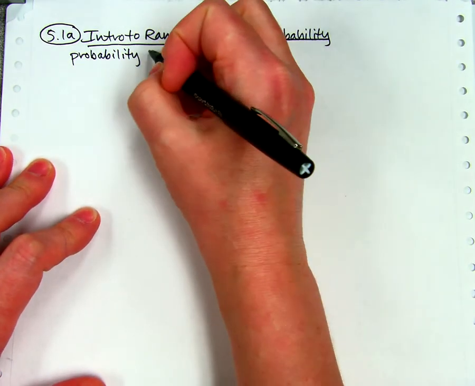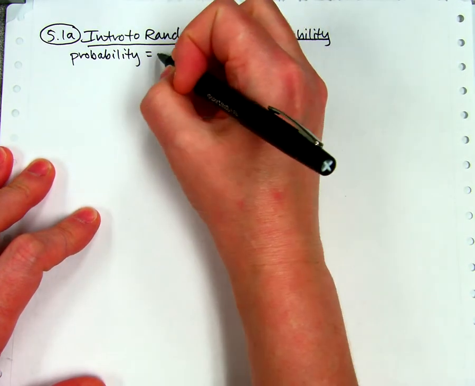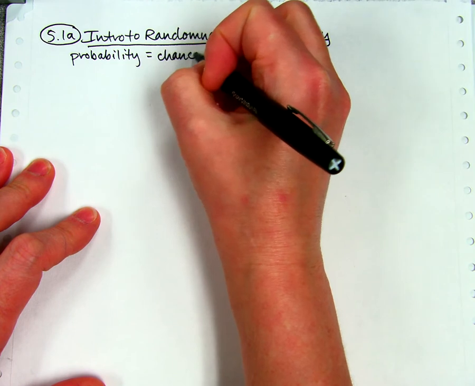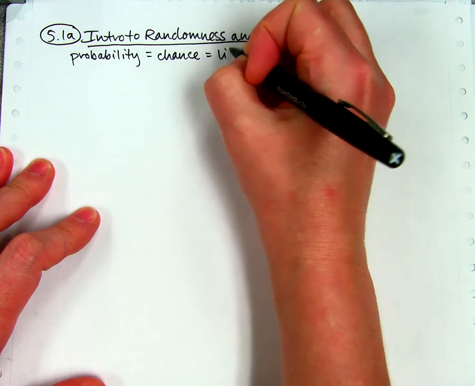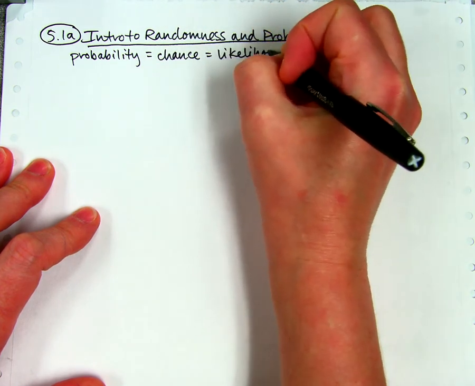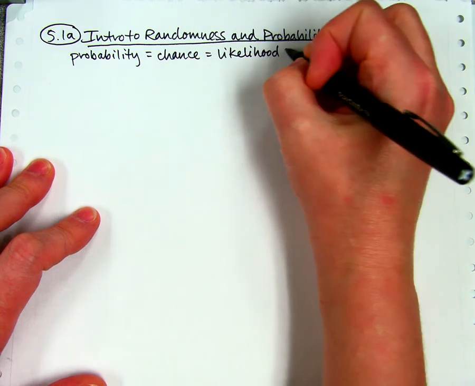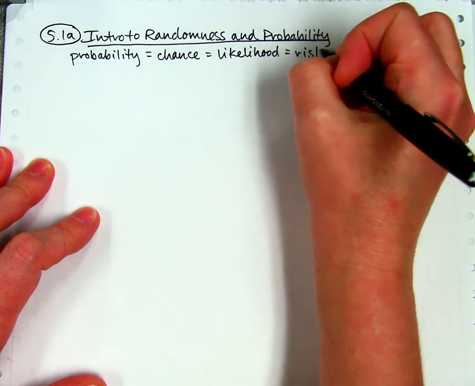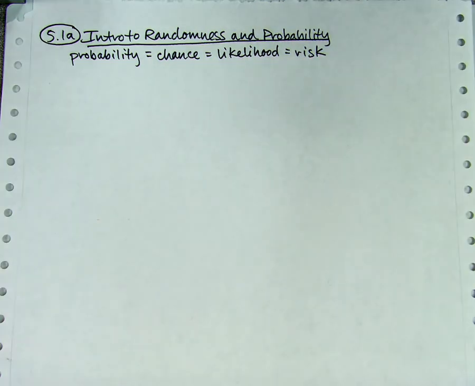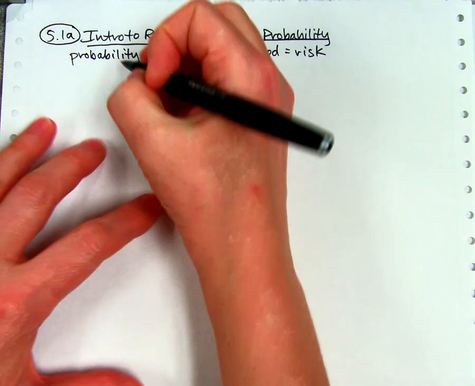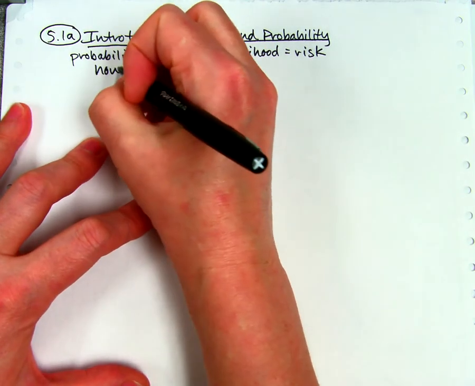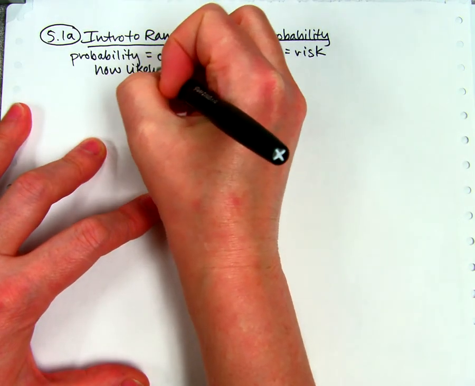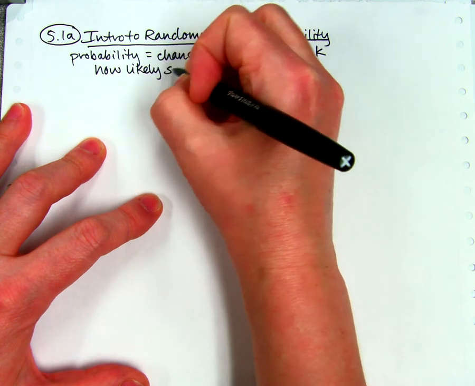So probability, the informal definition, is chance or likelihood. How likely is it for something to happen? Sometimes it's put in terms of risk. What's the risk that something, if it's a bad thing, would happen? So in other words, how likely or unlikely something is to happen.